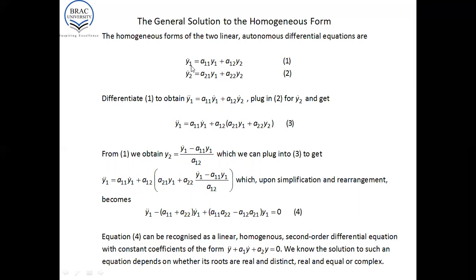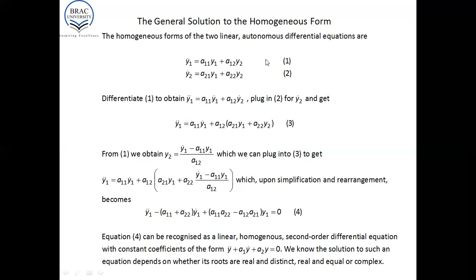Differentiate equation 1 and obtain y1 double dot is equal to a11 y1 dot plus a12 y2 dot. We have a y2 dot over here. Plug equation 2 into this expression. So when you plug in equation 2 for y2 dot, you will get y1 double dot is equal to a11 y1 dot plus a12 times a21 y1 plus a22 y2, from here.